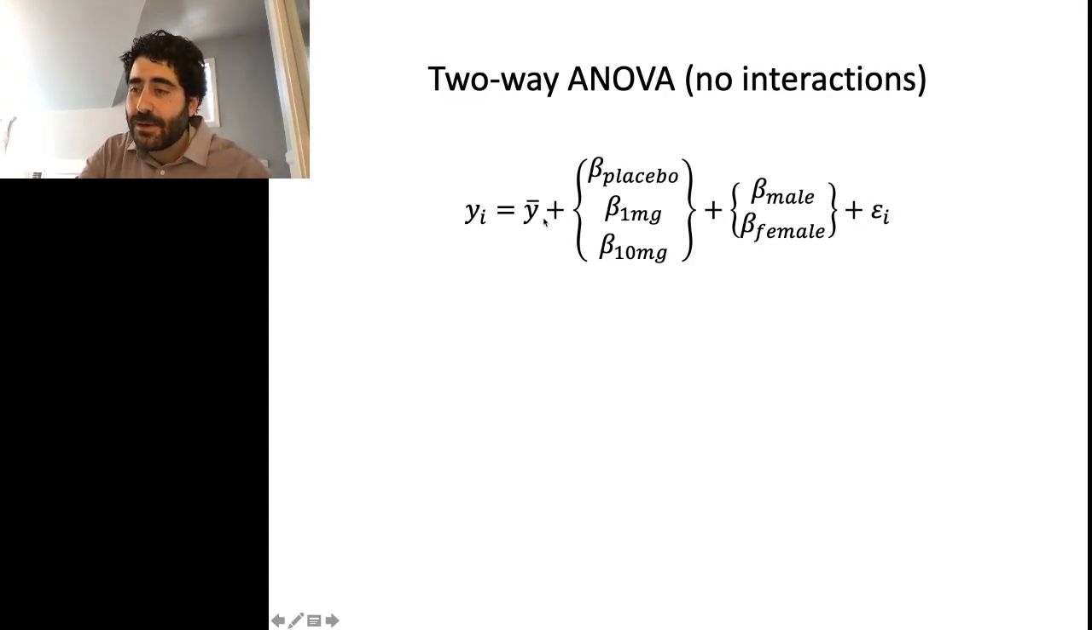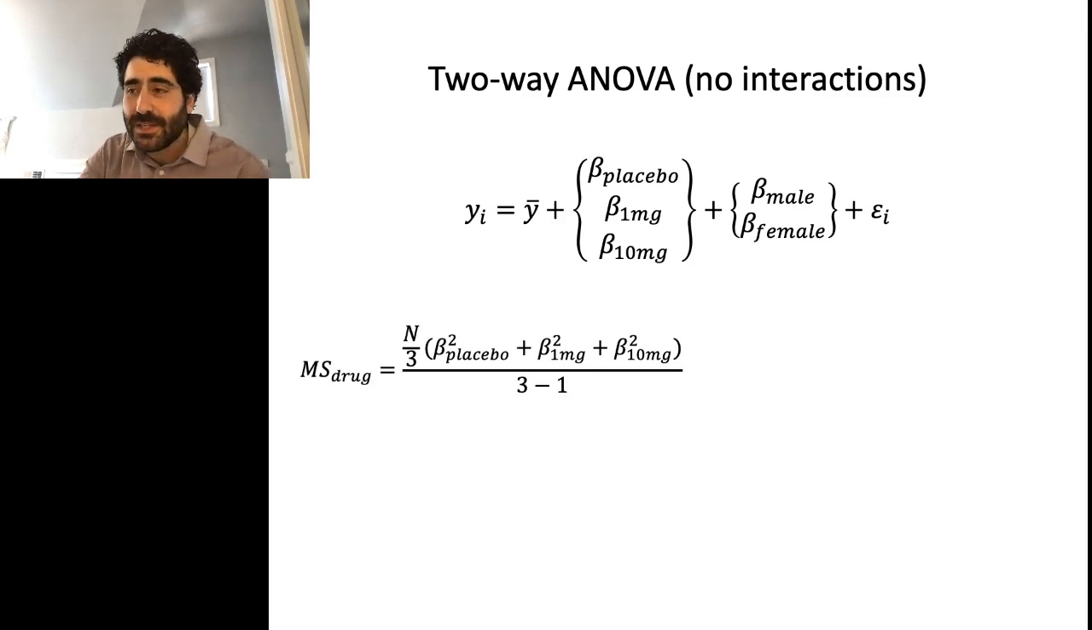And so now, in our prediction, we're making two different additions. We're making a drug-related addition and then a gender-related addition. And so if we think about computing F scores here, we have this mean squared drug term, which is the same as on the last slide.